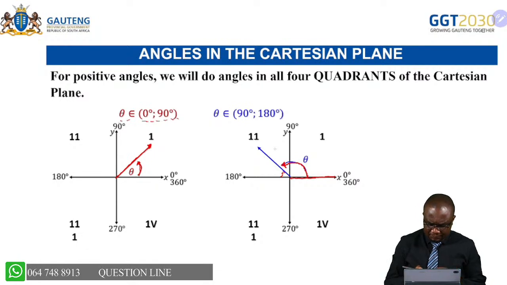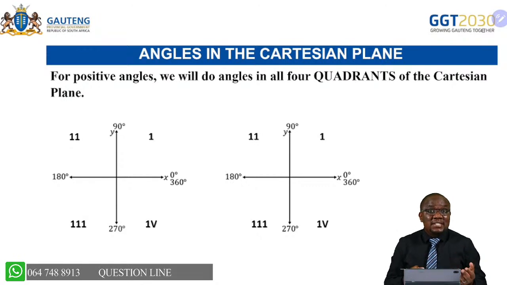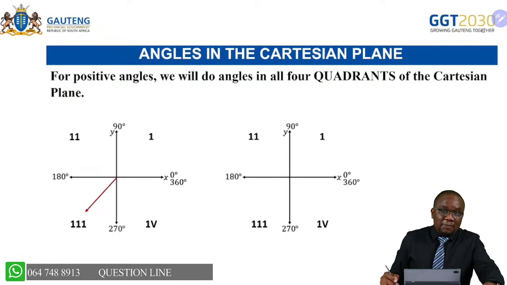Diagram 3. Which angles are we talking about in diagram 3? Angles between 180 and 270 degrees, okay? So these are angles that go 200 degrees, 250 degrees, 190 degrees. These are angles between 180 degrees and 270 degrees. Do you see that? So we're talking about quadrant 3.